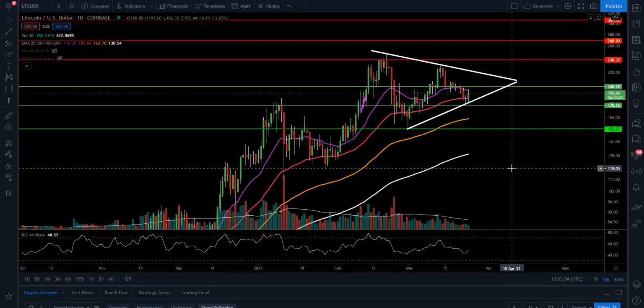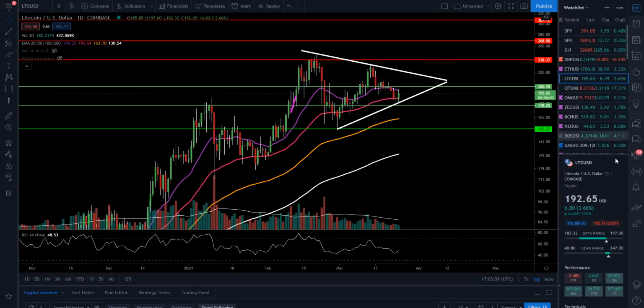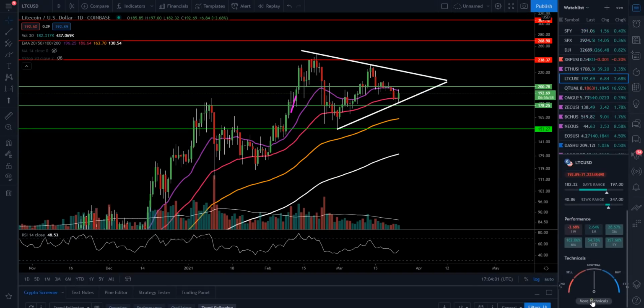Now we're going to get into some fun stuff here, guys. We're going to go into CoinMarketCap. We're going to look at the volume, all different types of stuff. But first, I want to get into the technicals here from my TradingView Pro.